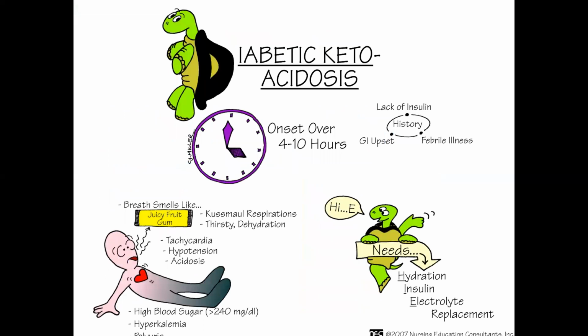So with DKA, the three main clinical features are hyperglycemia, dehydration and electrolyte loss, and acidosis. The main causes of DKA, it could be related to a decreased or missed insulin dose, maybe not enough prescribed, or maybe the client didn't administer enough. Maybe they're trying to space out their doses because they can't afford the insulin. Maybe it's an error in drawing up the insulin, like with the visually impaired.